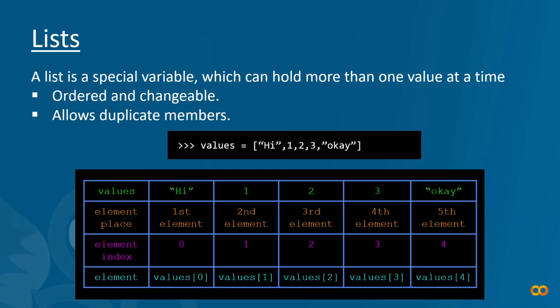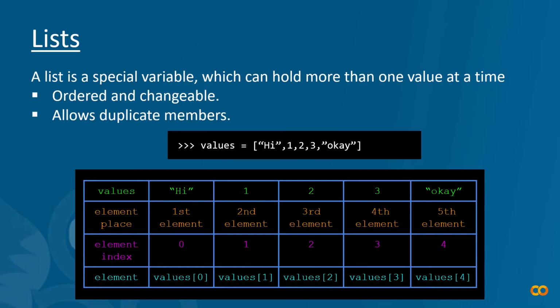Okay, so in this example, values = ["hi", 1, 2, 3, ...]. There are 5 elements in the list, and some of the properties of the list are, first, ordered. By the term ordered we mean each element has a position, or it is indexed. In Python, a list is 0 indexed, which means the index of the first element is 0, the index of the second element is 1, and so on. Okay, and the other property is changeable. That means once the list is created, we can add some elements, we can remove some elements, and we can even replace the elements.